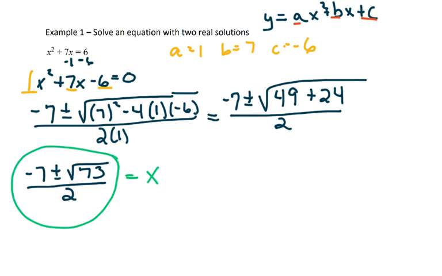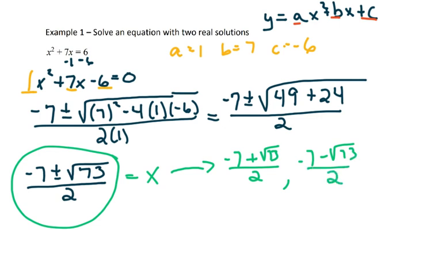If you want to see these as 2 answers, let me just show you what they are real quick over here. We've got negative 7 plus the square root of 73 all over 2. And we've got negative 7 minus the square root of 73 all over 2. Those are our 2 answers. We could plug it in a calculator and tell you what those are, but they're 2 pretty ugly decimals, so I can leave them in this format. This right here is an acceptable answer. Negative 7 plus or minus the square root of 73 over 2.